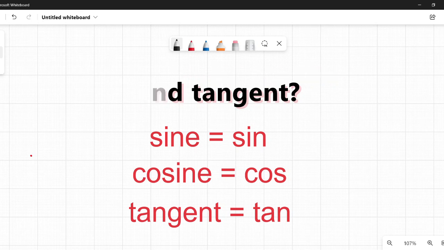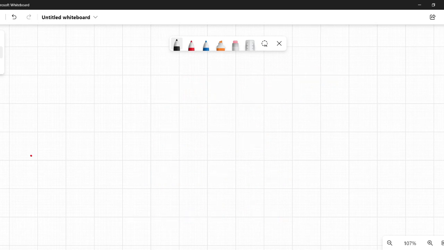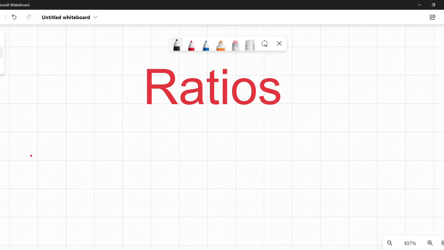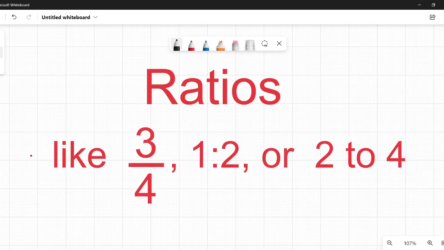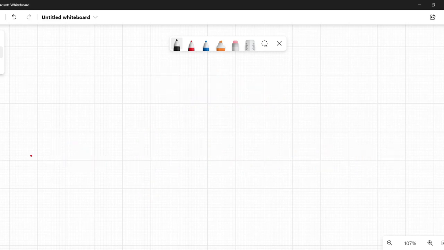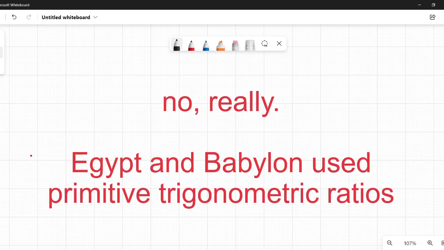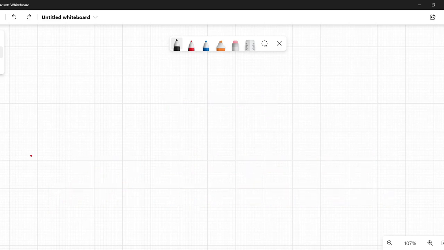Now, all these are ratios. That's it. They are observed ratios that have been around for quite literally thousands of years. That have been observed for thousands of years. So these all have to do with right triangles and the ratios between the sides of right triangles.